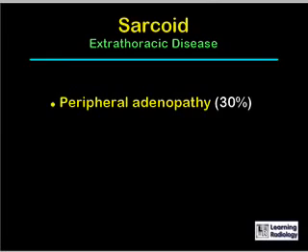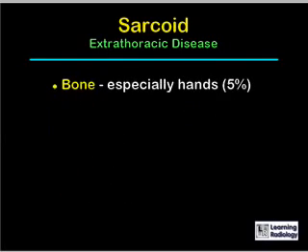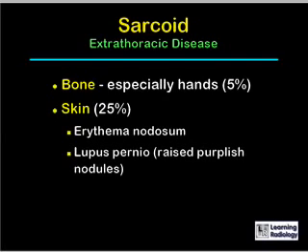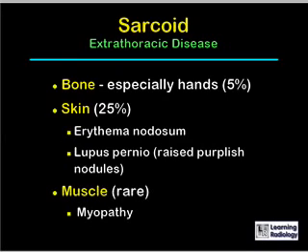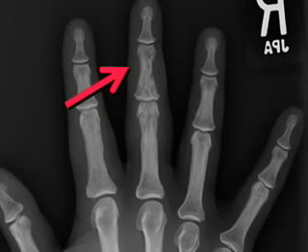Extrathoracic disease includes peripheral adenopathy commonly, granulomatous involvement of the liver very commonly, and spleen. There may be involvement of the bone, especially the hands, in about 5% of patients, and skin, especially erythema nodosum and lupus pernio, which is a raised purplish nodule. Muscle is rarely involved.